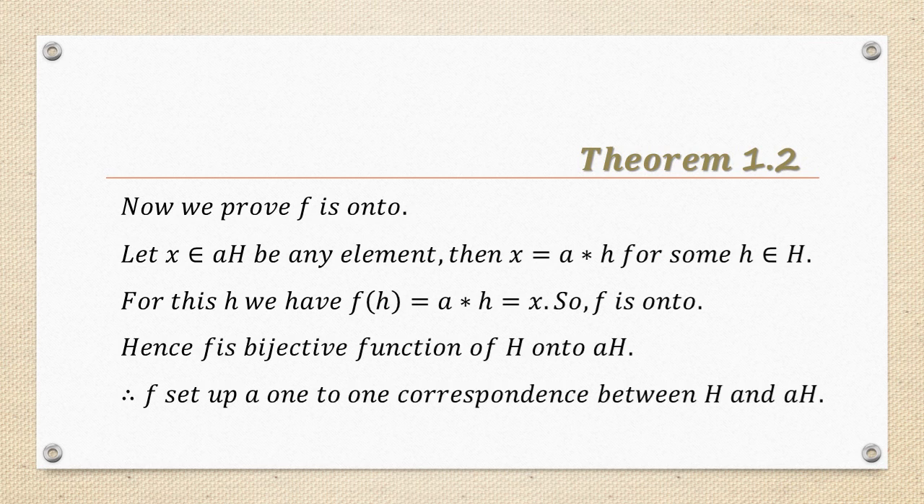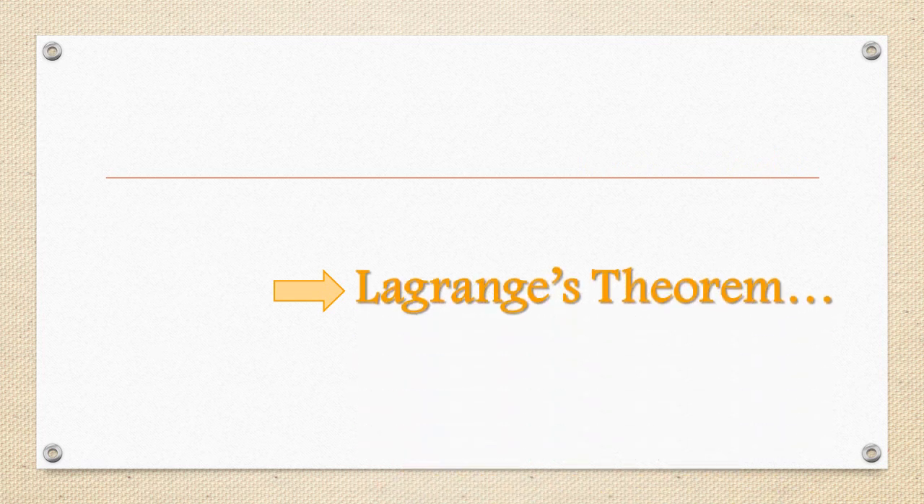So hence f is a bijective function from H onto aH. So therefore f is 1-1 and onto. So therefore this sets up a one-to-one correspondence between H and aH. Hence the proof. With the help of theorems 1.1 and 1.2, we are going to prove the very important Lagrange's theorem in the next lecture. Thank you.